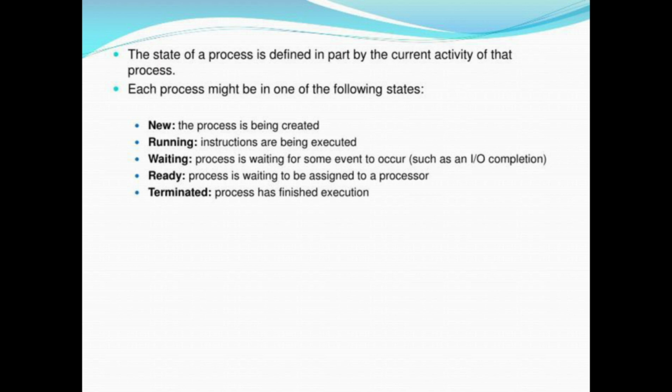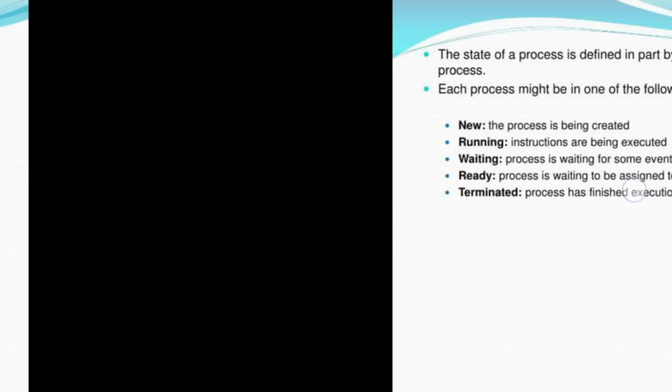First one, new: the process is being created. Running: instructions are being executed. Waiting: the process is waiting for some event to occur, such as input output. Ready: the process is waiting to be assigned to a processor. Terminated: the process has finished execution.